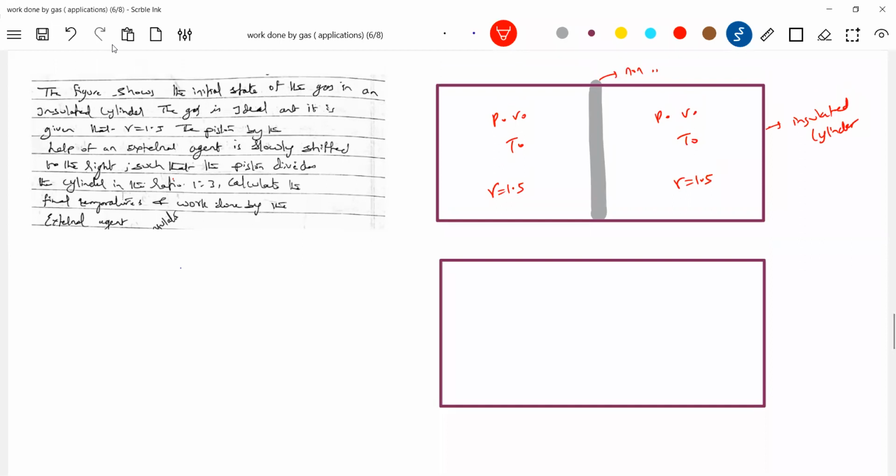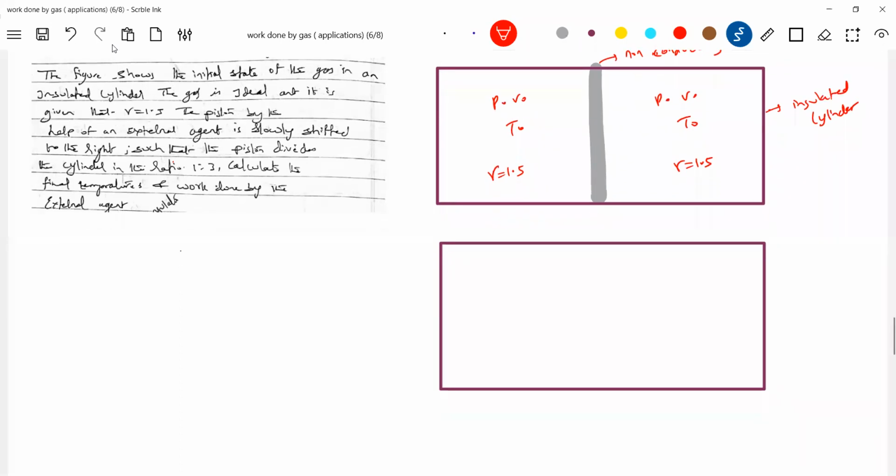Now the external agent is going to shift the piston slowly. The piston divides the cylinder in the ratio 1:3. So I think the position of piston should be somewhere like this. I think this much is the question. What is work done by external agent?